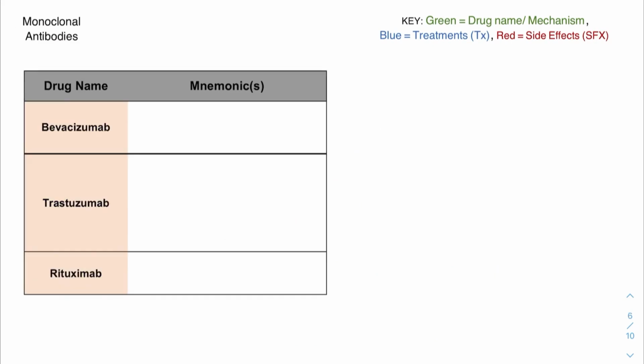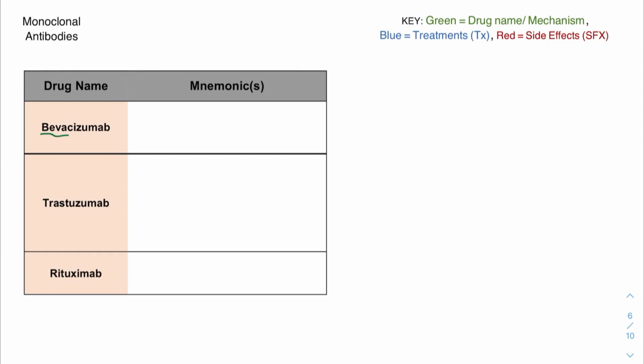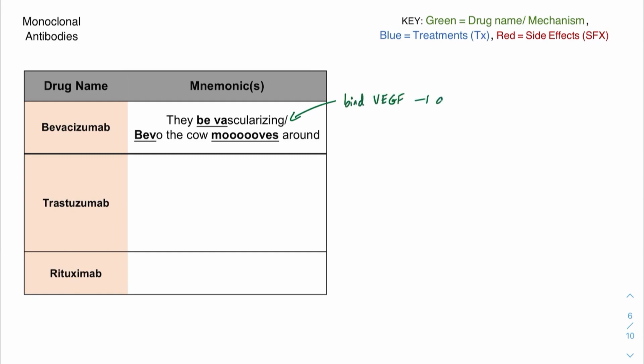All right, now we are on to the monoclonal antibodies. As a heads up, these are mostly just easy associations between the actual drug name and what it binds to. The slides were a little thin with regards to the treatments or the side effects. Let's start with Bevacizumab. So there's kind of two things that came to mind with this. One is the association with UT's mascot, Bevo, the cow, and the other is related to the phrase bevascularizing. So first off is they bevascularizing. This is going to be the drug that helps combat vascularization, as in angiogenesis of cancers, as in it's going to bind VEGF, which is going to inhibit angiogenesis, because tumors need blood.